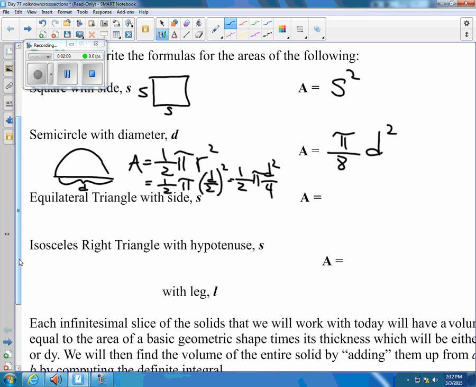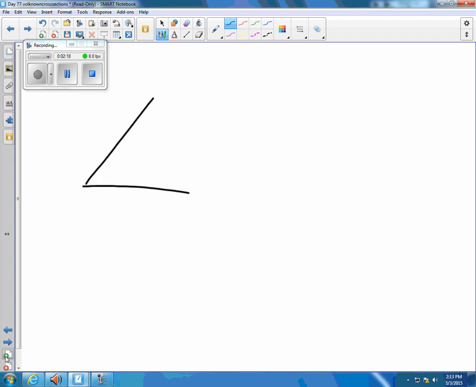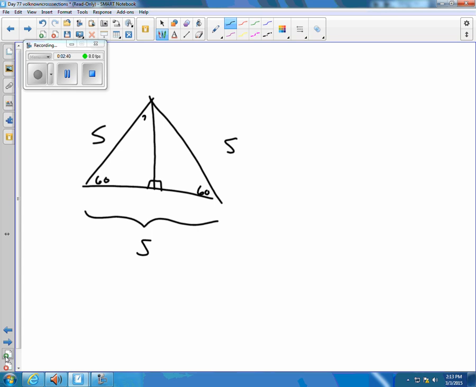The next one we need is the area of an equilateral triangle with side S. I'm just going to go to a blank page for that. If you have an equilateral triangle, every side is S. When you drop the altitude, that forms two 30-60 right triangles, right? Because in an equilateral triangle, each of the angles would be 60, and the altitude would also bisect the angle up here.